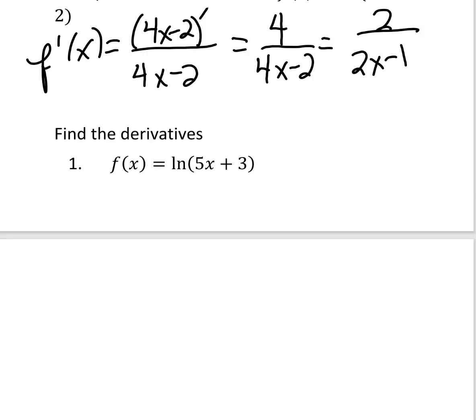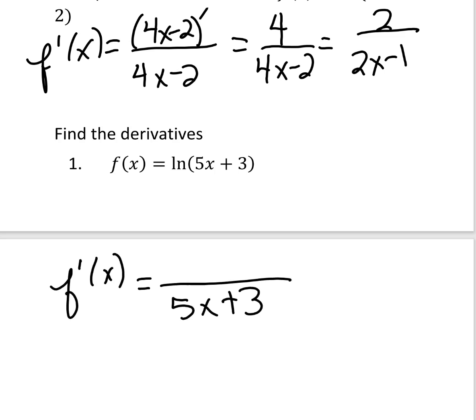Let's try a few more examples. I have f of x is the natural log of 5x plus 3, f prime of x. I put 5x plus 3 in the denominator. Derivative of 5x plus 3 is 5, and I'm done.